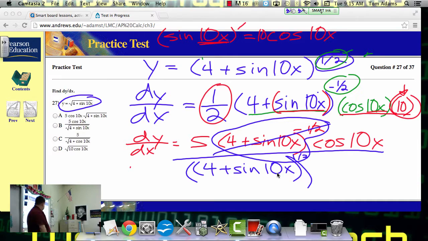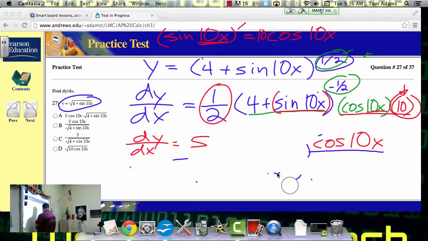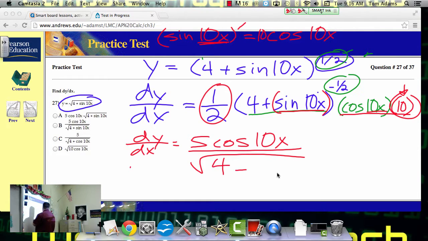So overall, everything in parentheses on the bottom is to the power of 1/2, which is another way to say the square root of. So if I were to erase this, it should be 5 cosine of 10x all over the square root of 4 plus sine of 10x.